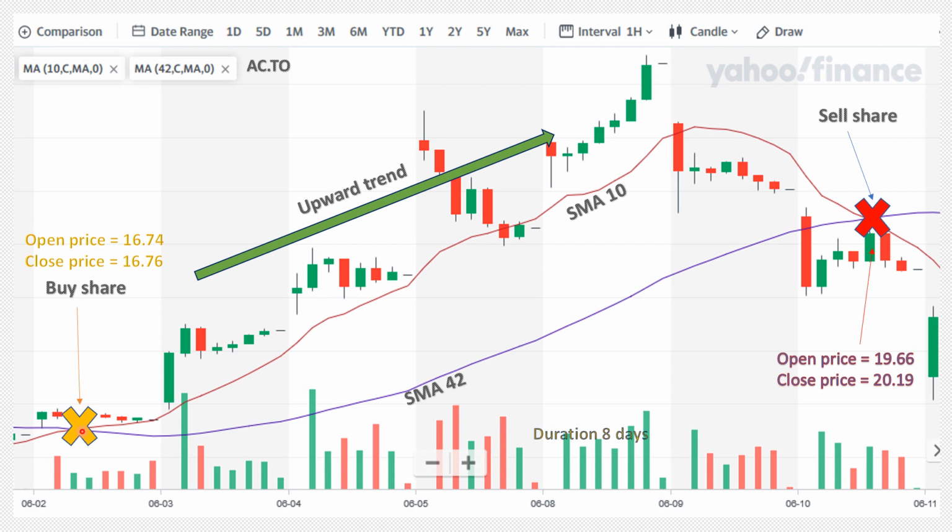So at this point you buy share, you enter the market, you have these shares until these two moving average again crosses each other at this point. Then at this point you have to sell your share, exit the market. So from this point the price is 16.74, and here when you exit the market the price is almost $20. So you make $3.25 in basically 8 days. Now if you buy 1,000 share, in 8 days you make 3,250, which is a very good money.